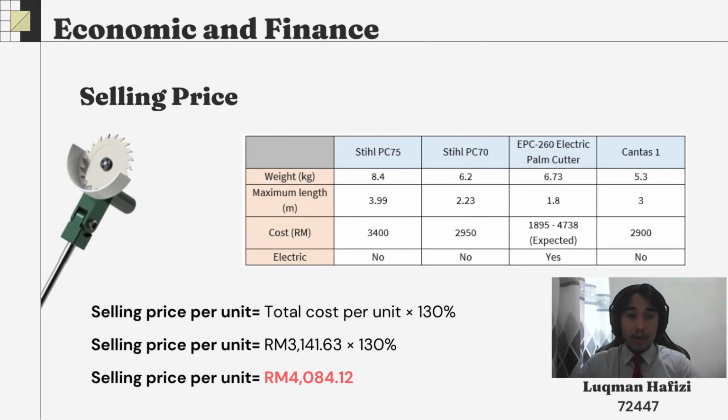Selling price. Based on the three benchmark harvesting tools that match our design specifications, we take the average cost of them, which is equal to 3,141 ringgit. After that, we set the target margin as 30%. Therefore, the selling price for our product is 4,084 ringgit. The 30% rate was chosen as it is a good margin in finding the balance between the desired profit and reasonable price for customers, as our harvesting tool is quite superior, where it is powered by electric, weighs about 6.5 kg, and has an extended pole that can reach 2.3 meters.